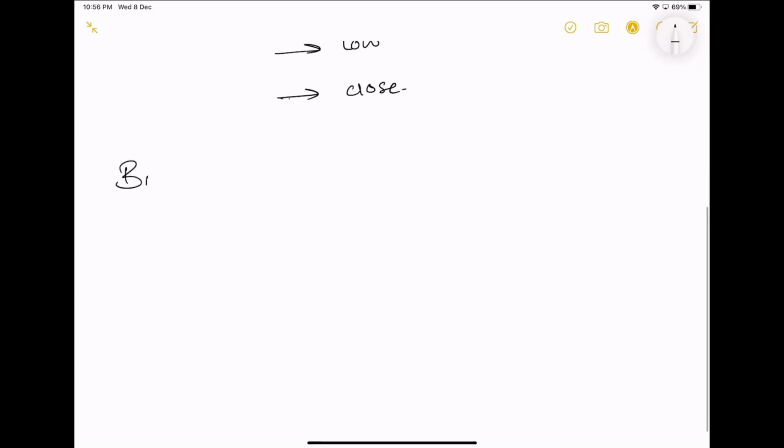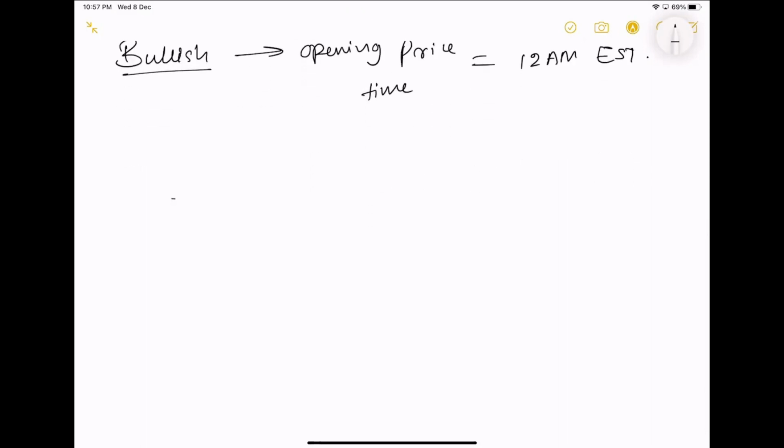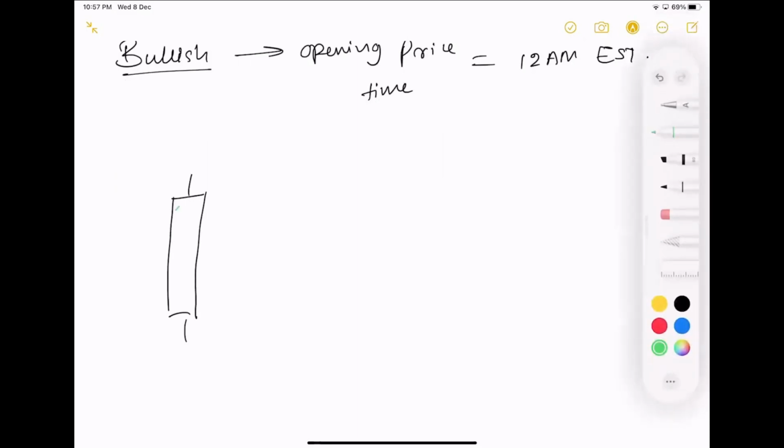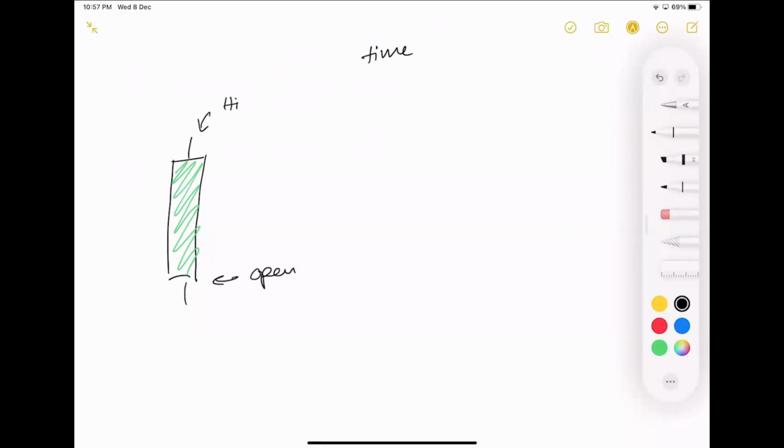If we take a bullish candle, for example, and we are referring to the opening price as the 12 a.m. EST opening price, that's the opening price time we're looking at. So a bullish candle, we have this entire thing. We have a green candle over here, and everyone understands that this is the open, this is the high, this is the low, and obviously this is the close.